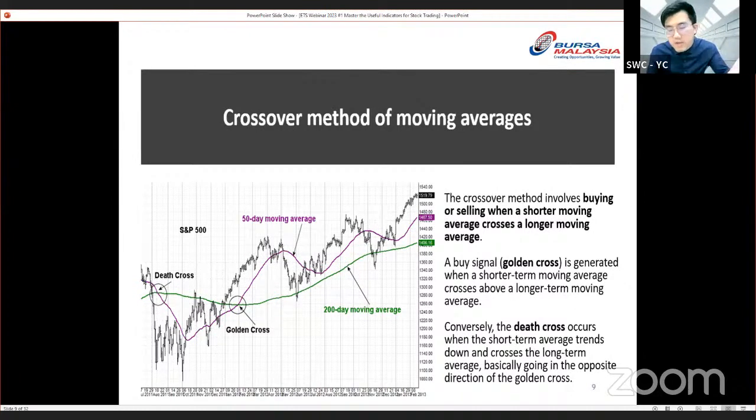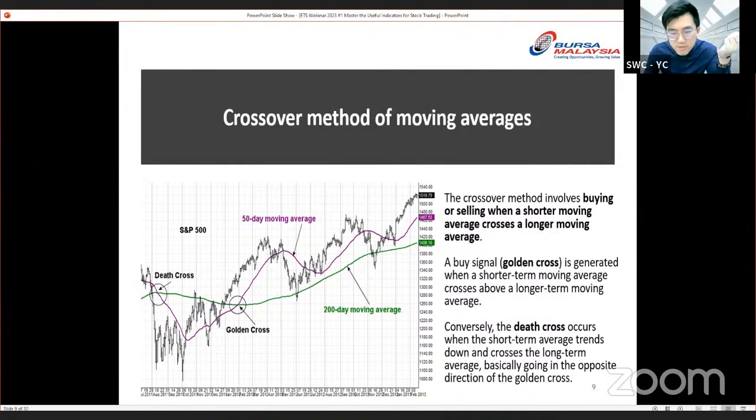Some of them might use 200 days, some of them might use 100 days. Most importantly is the setup, which we will be sharing later. Basically, the strategy of the moving averages is the cross. When the short term crosses above the long term, it means the short term prices are going up, so the trend for now is going up. The short term prices are stronger than the long term prices. This is called the golden cross.